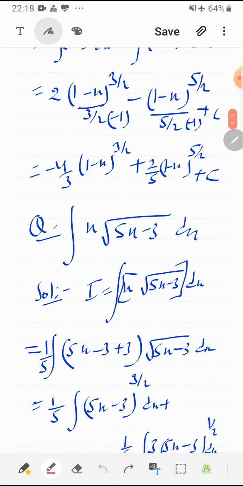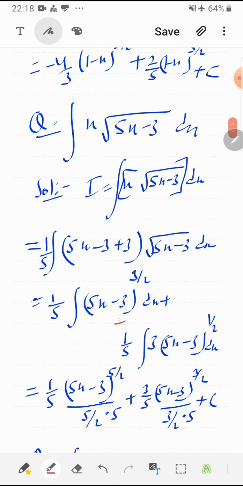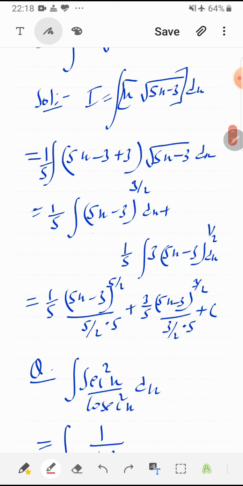Next is a similar question, x root 5x minus 3. Again we will create 5x minus 3 outside the root by multiplying and dividing by 5 and adding and subtracting 3. Then, opening the bracket, we will have 5x minus 3 raised to the power 3 by 2 and 5x minus 3 raised to the power half, which can be integrated with the help of the power rule. But again remember to write down this 5, which is the derivative of 5x minus 3.